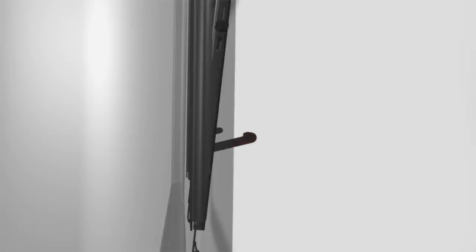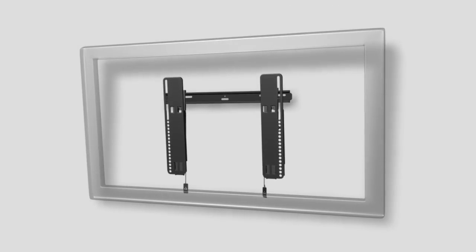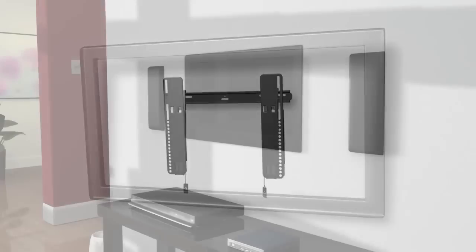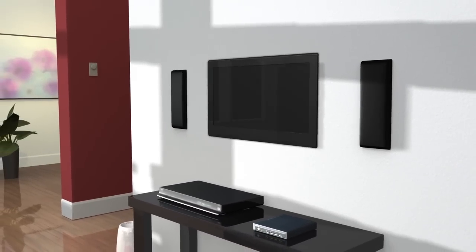Hold the bottom of your TV and push the kickstands up. Gently place the TV against the wall. The kickstands will automatically return to their resting position. You are now ready to enjoy your newly mounted flat panel television.